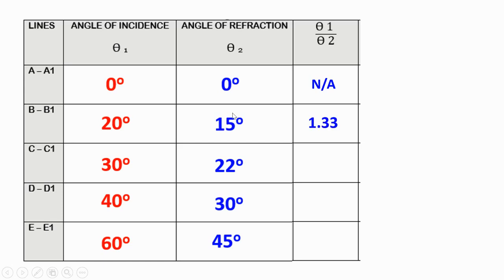20 divided by 15 is 1.33. 30 divided by 22 is 1.36. 40 divided by 30 is 1.33. And 60 divided by 45 is 1.33.